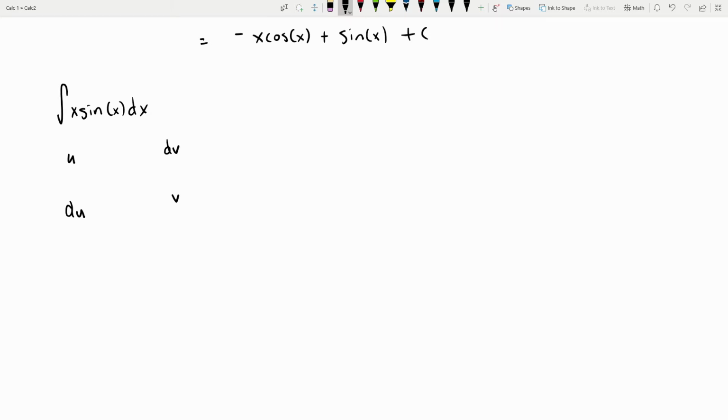And so u in this case is always going to be, we always want to choose u to be the function that we can take the derivative of and make it simpler.